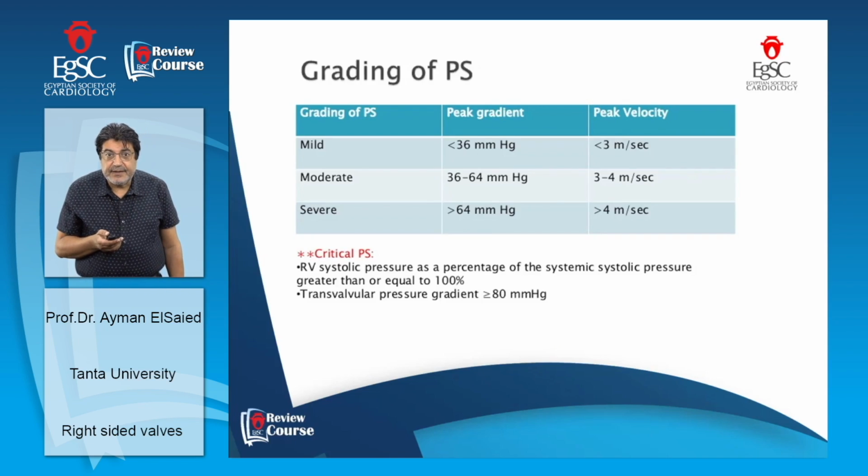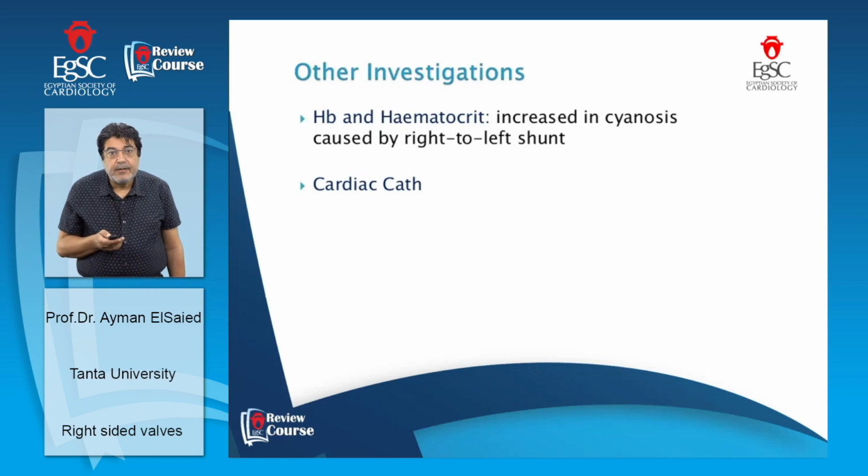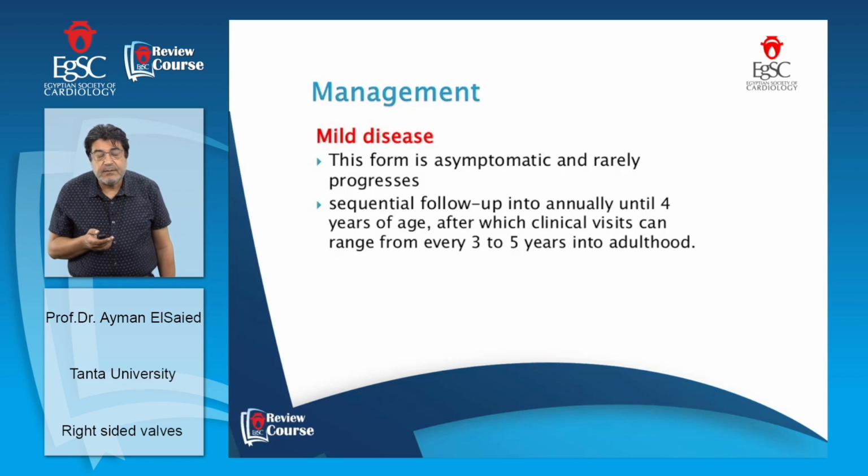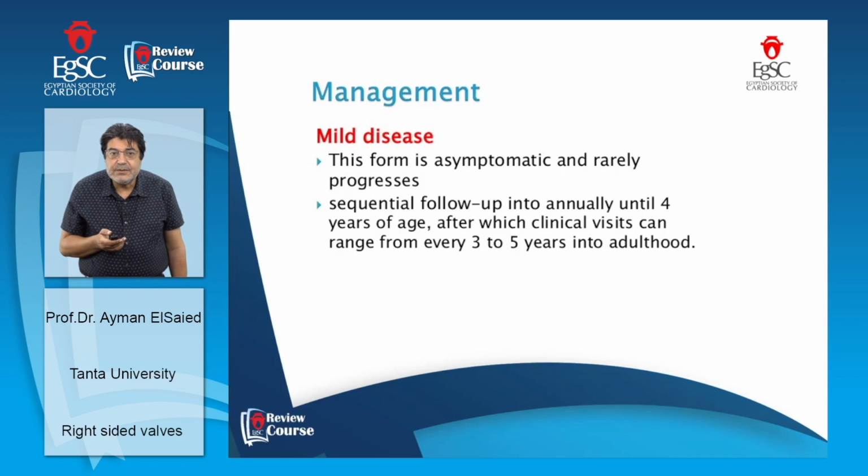To assess the valve gradient, mild is a peak less than 36 mm mercury, moderate is from 36 to 64 mm mercury, severe is above 64 mm mercury, and critical stenosis is more than 80 mm mercury. Other investigations, hemoglobin and hematocrit values, especially in cyanotic patients, may be variable. In mild stenosis, when the gradient is less than 36 mm mercury, usually this gradient will not increase, from the literature and from the meta-analysis of cases of pulmonary stenosis, on follow-up of 3 to 5 years.